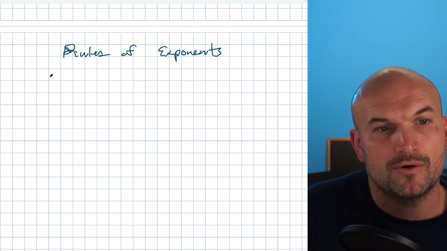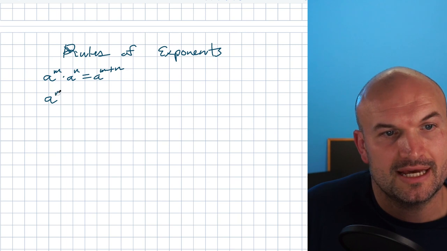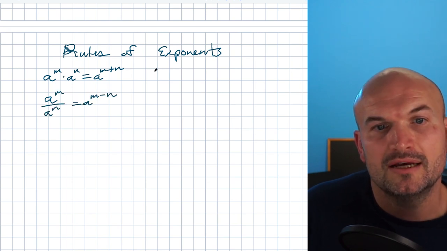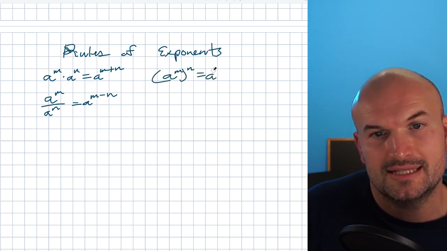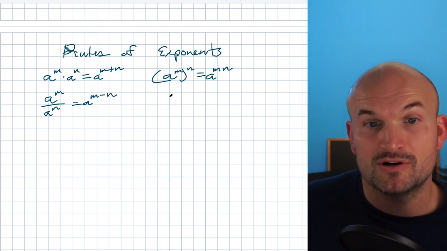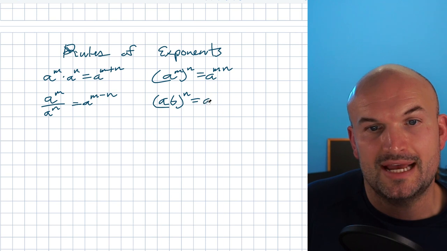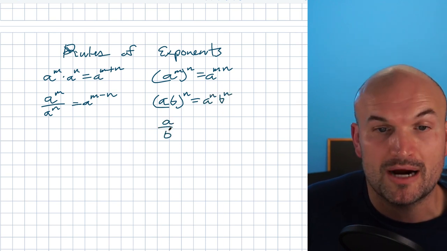So just remember we have the product rule. If I have a to the m times a to the n equals a to the m plus n, we have the quotient rule. So a to the m over a to the n equals a to the m minus n. We have the power rule, a to the m raised to the n equals a to the m times n. We have the power to product rule. So if I have a times b raised to the n, that is equal to a to the n times b to the n.